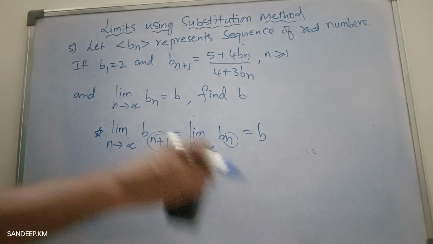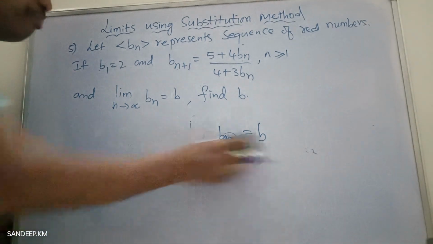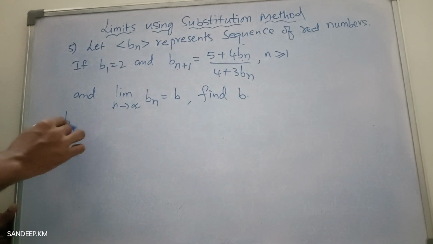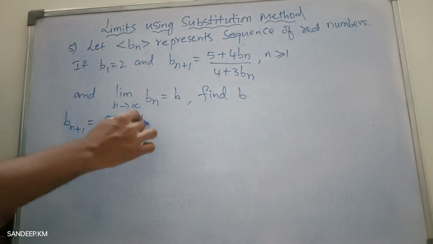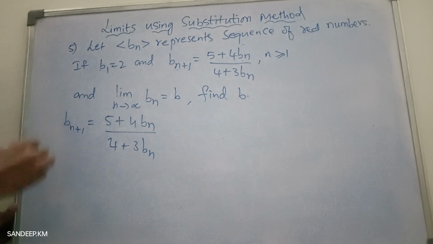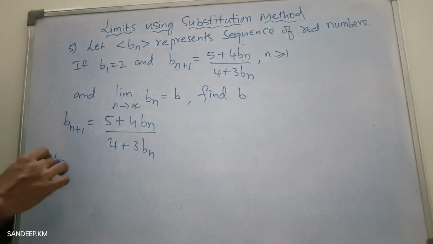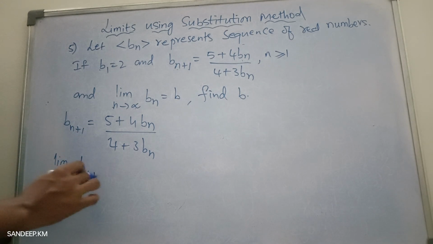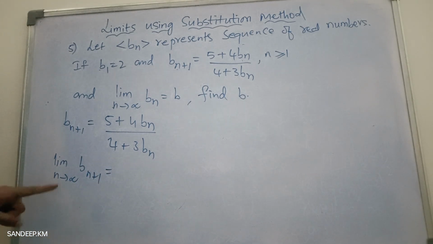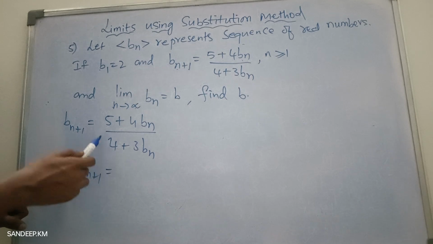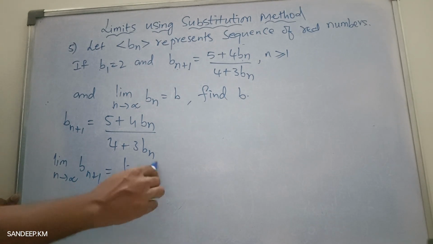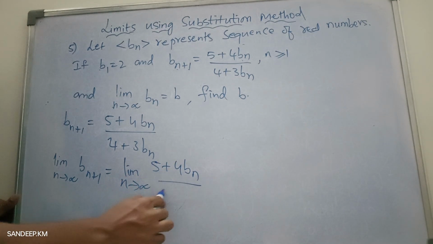Now let us take this particular recursive relation. B suffix n plus 1 is equal to 5 plus 4 into Bn divided by 4 plus 3 into Bn. Let me apply the limit on both sides. Limit n approaches infinity, B suffix n plus 1 is equal to, and as I discussed in the rules of limits, this limit n approaches infinity is also applied on the right side. We just applied limit n approaches infinity on both sides. 5 plus 4 Bn by 4 plus 3 Bn.